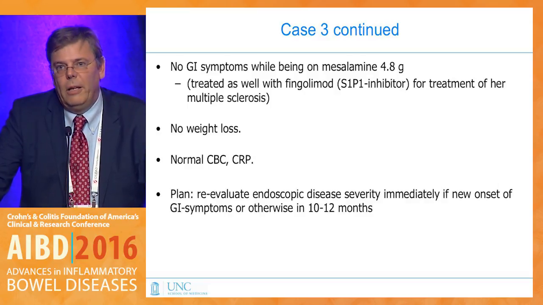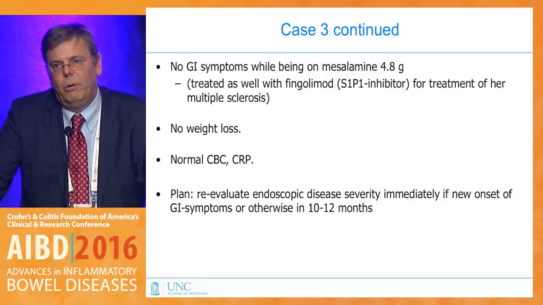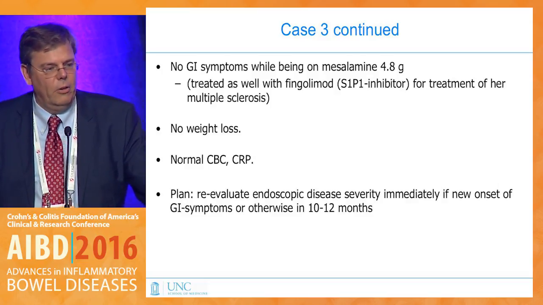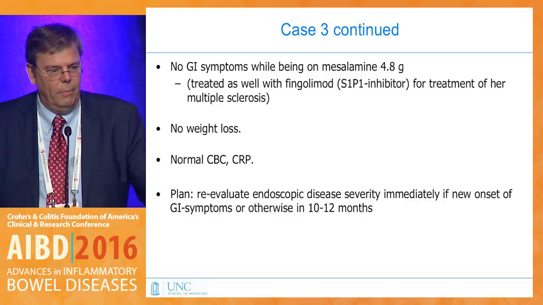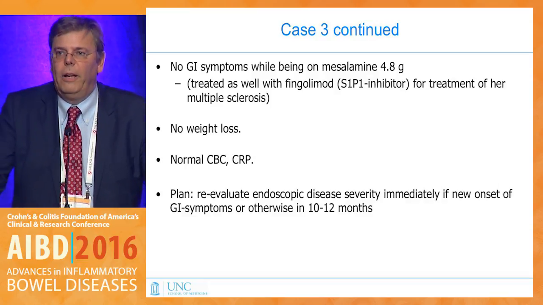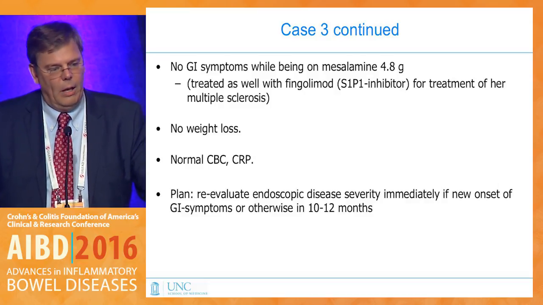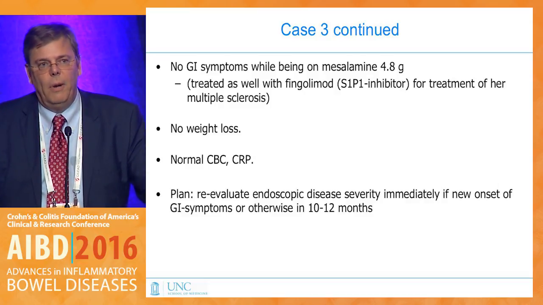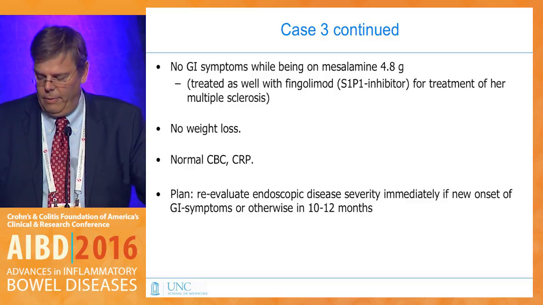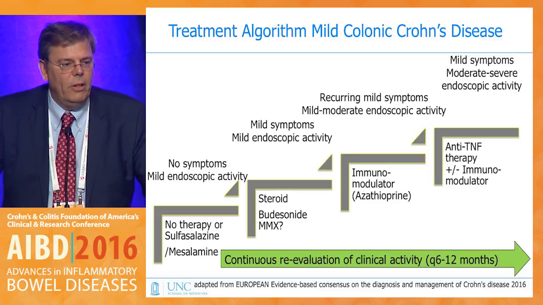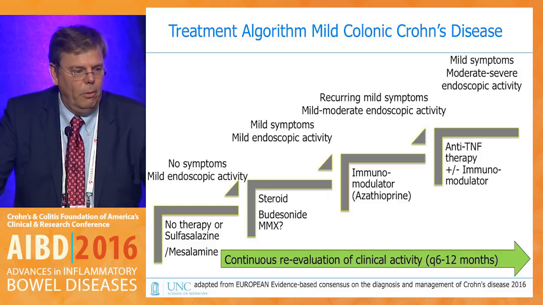Ozanimod is currently tested for ulcerative colitis, had promising results there, and is as well tested in Crohn's disease. She had no weight loss, normal CBC, CRP. So she qualified for mild Crohn's disease at the time point of presentation. And we said, call us back immediately if you have any symptoms, otherwise we do another colonoscopy after 10 to 12 months. So what's the treatment algorithm for mild chronic Crohn's disease?